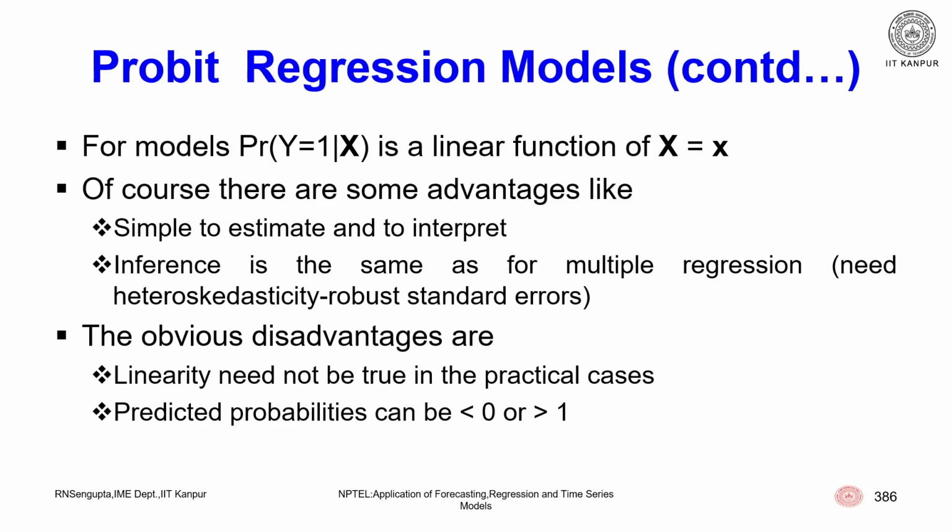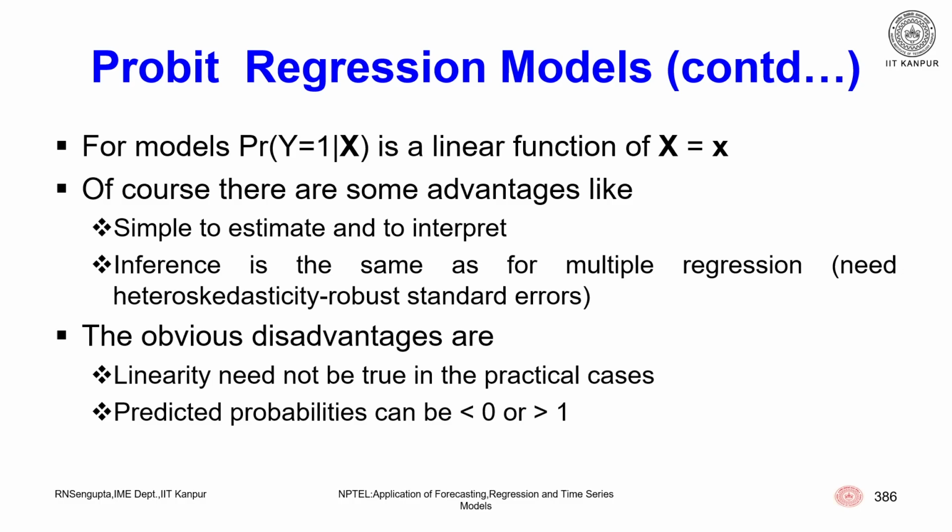Now, for a model where the probability of y equal to 1 for any value x is given as a linear function, what is the advantage and disadvantage? Of course, there are some advantages. It is very simple to estimate, either 0 or 1, and you find the answer, and it is easy to interpret. It is either yes or no, 0 and 1, success, failure, and we do it like the binomial distribution outcome.